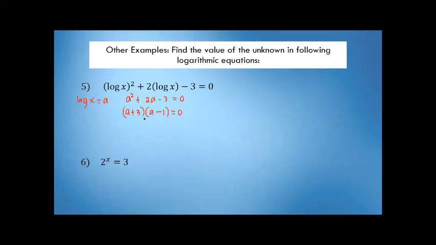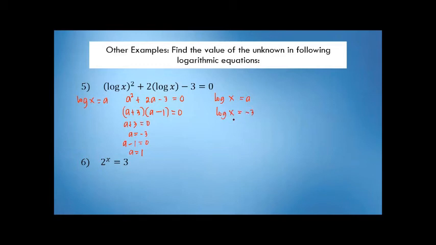So, zero factor property, equate natin yung factor sa 0. So, we have a plus 3 is equal to 0. Possible answer is negative 3. Then, a minus 1 rather is equal to 0. Possible answer ng a is positive 1. Then, saka natin i-substitute dito para makuha yung value ng x. So, we have the logarithm of x is equal to a. So, logarithm of x is equal to negative 3.